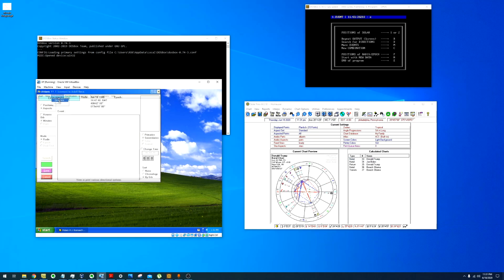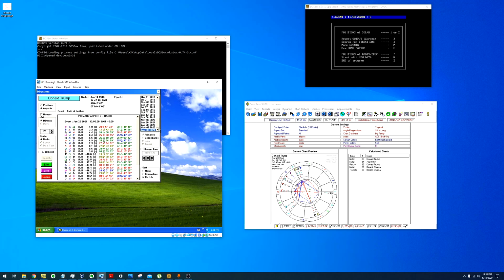Okay, so let's check for Donald Trump. I mean, on the day of the election, he has a square between Saturn and the 11th house. Then he has the ascendant reaching the sextile with Mars. I mean, there are many clear directions I want to show you here. It's repeated in secondary directions.